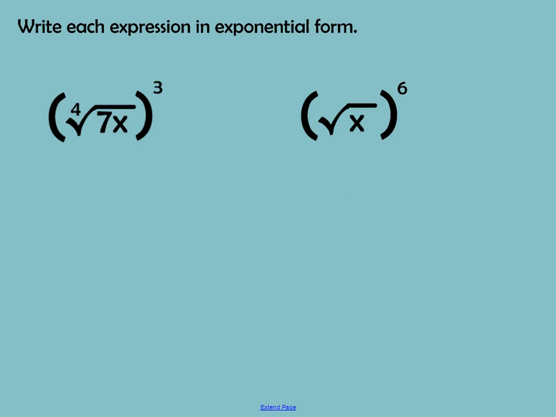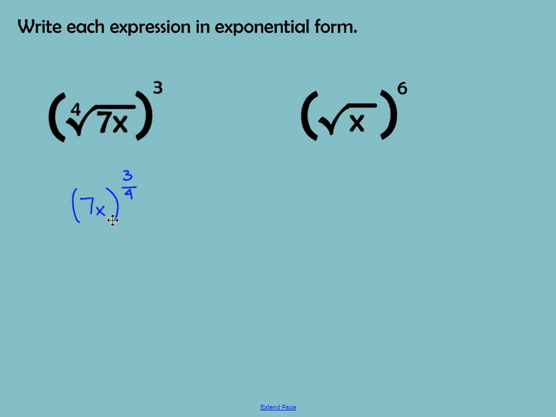We also want to be able to go the other way. So these are in radical form, and I want to rewrite them in exponential form. So the part that is inside the radical symbol is the 7x. You need to make sure that you put this in parentheses. And then my root needs to be the denominator, and this power needs to be the numerator. So this would be 7x to the 3/4.